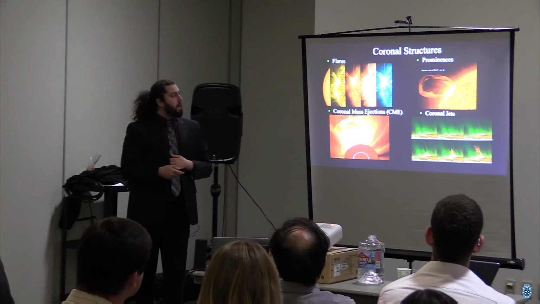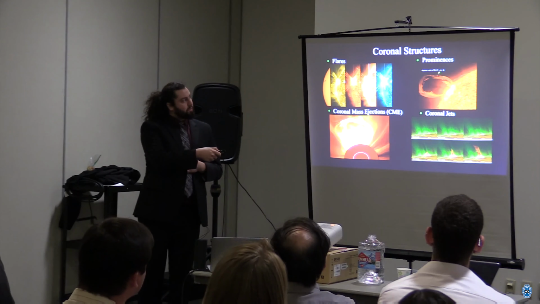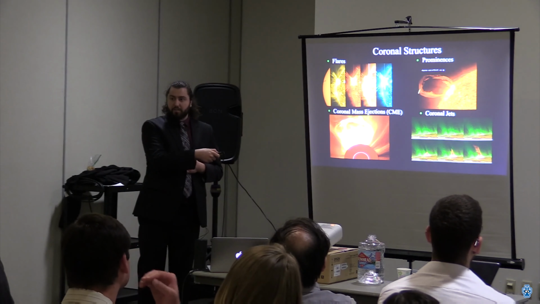These are some of the coronal features that we are looking at during these moments of totality. We have flares, prominences, coronal mass ejections, and coronal jets. And this is just taken in different wavelengths at the same moment. And if you can see here on the top right, that's the approximate size of Earth compared to a prominence on the surface of the sun.